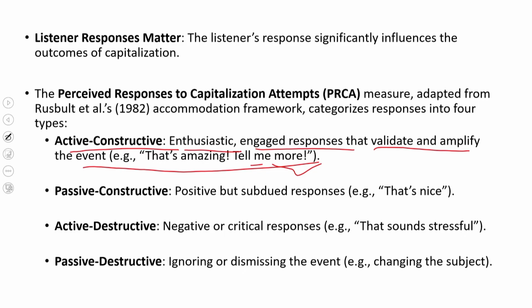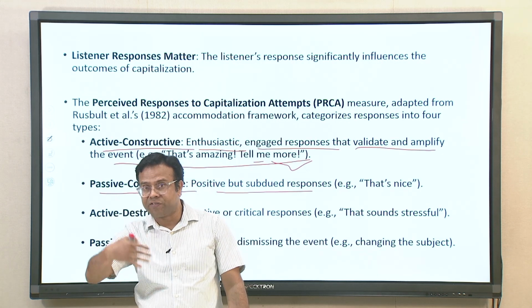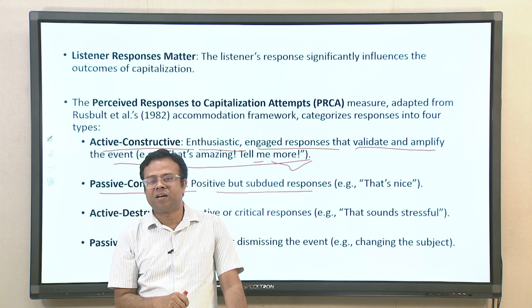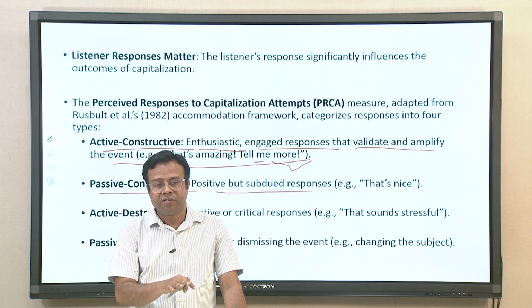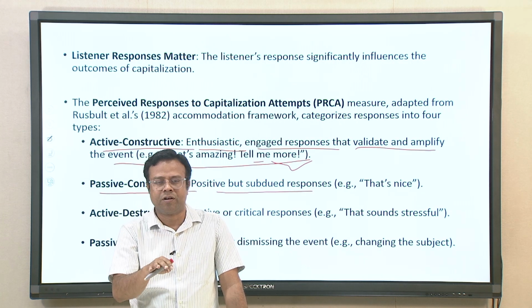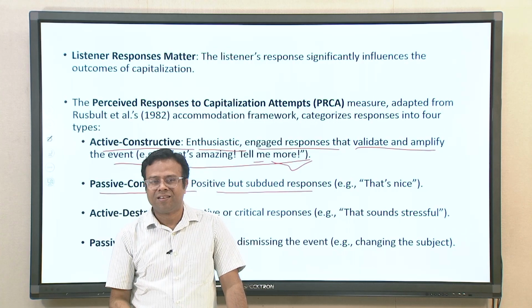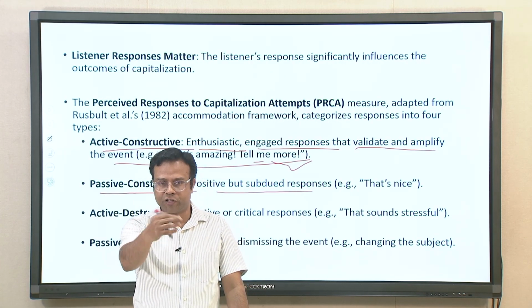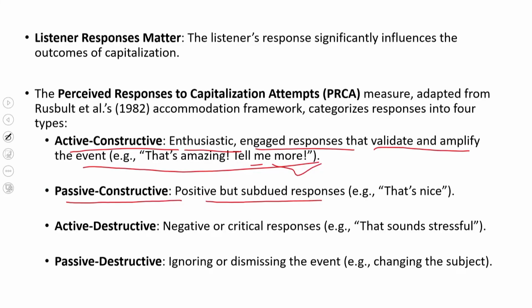Another possibility is called passive constructive response. Here the response is very subdued. In the case of active constructive, the person is very enthusiastic and very engaged. In the case of passive constructive, the response is not negative, but it is very subdued, not very enthusiastic. Somebody may say, "That is very nice," but is not really engaged with your news. That is called passive constructive.